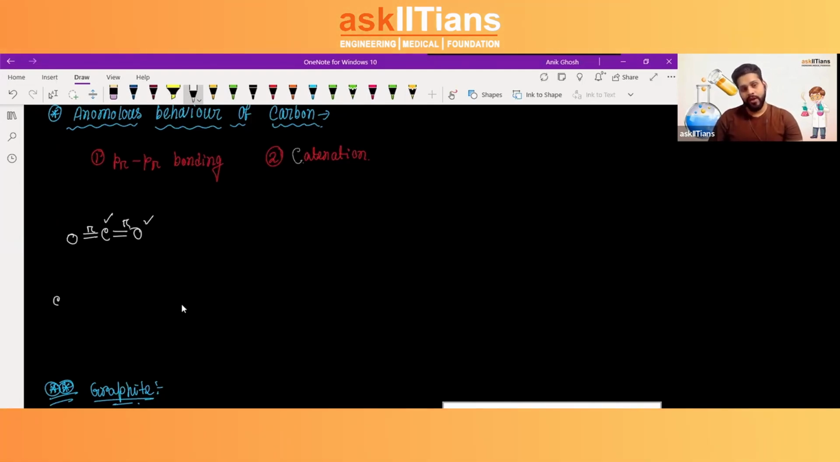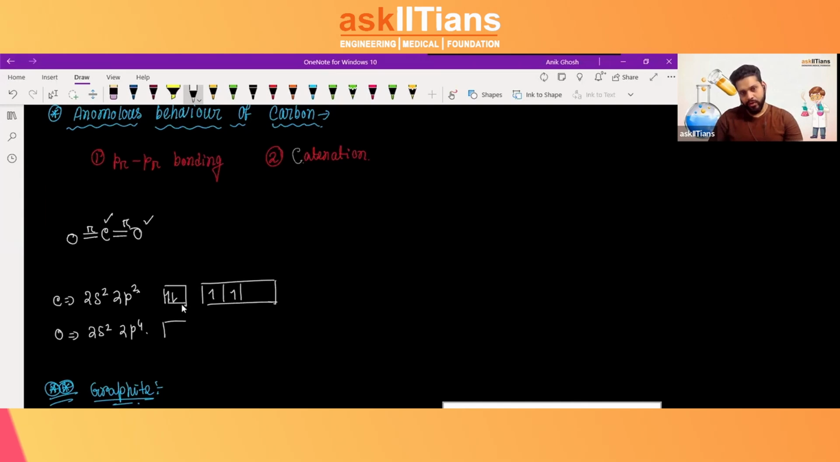Guys, what is the electronic configuration of carbon? It is 1s2, 2s2, 2p2. I'm not drawing 1s2 all the time because it is not the valence shell. Oxygen is 1s2, 2s2, 2p4. So in this configuration, if I draw, this would be the configuration for 2s2, 2p4. Now, when I talk about carbon in the excited state and oxygen in the excited state, oxygen doesn't need to go to the excited state. Oxygen alone is fine.